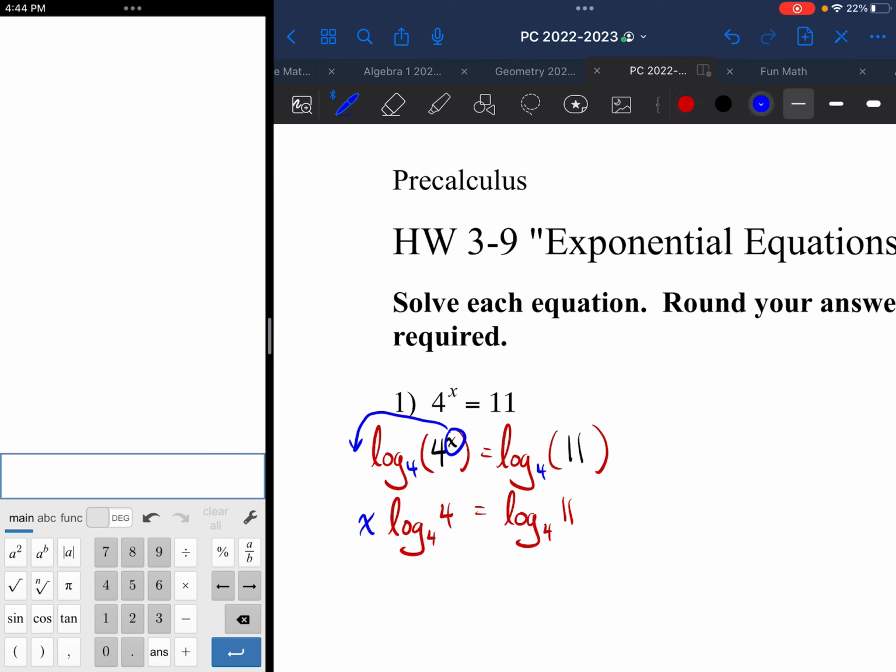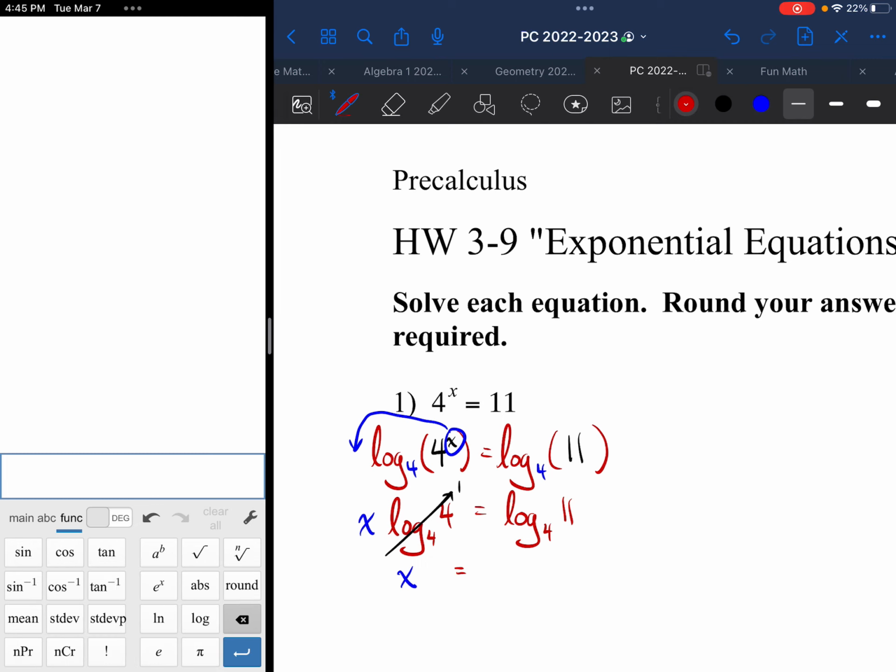I'll say this entire thing all gets crossed off and it goes to 1, which means on the left-hand side, I simply have an x. On the right-hand side, I don't want to keep writing log base 4 of 11 because you'll notice on the left-hand side, when I go to the functions, there's no log base 4. I would need like so many buttons for log base 3, log base 2, or maybe a function button that can do all of that.